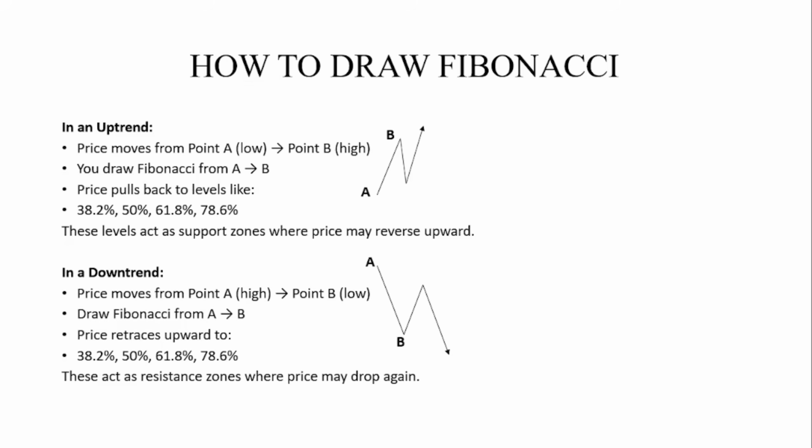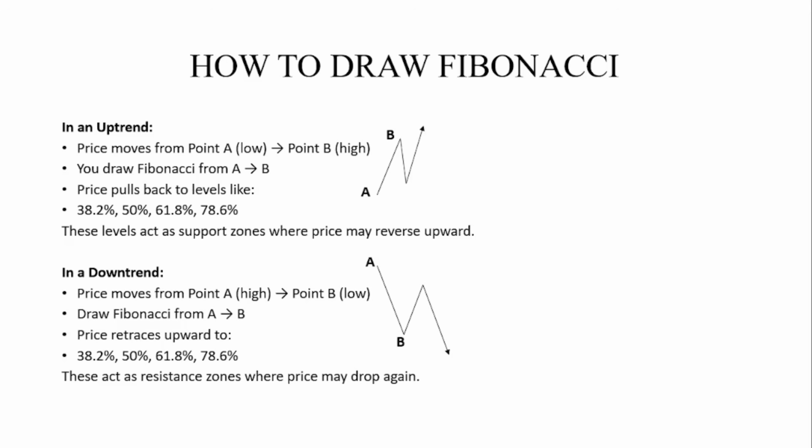How to draw your Fibonacci? In an uptrend, price moves from point A, which is the low, to point B, which is the high. You can see right here, this is an uptrend, and we all know the characteristics of an uptrend: price giving us higher highs and higher lows. This is a higher low, right? In an uptrend, when drawing your Fibonacci, you want to draw it from the recent low to the recent high, and wait for price to pull back. It is from that pullback that you should be expecting to enter the market and continue pushing price upward.